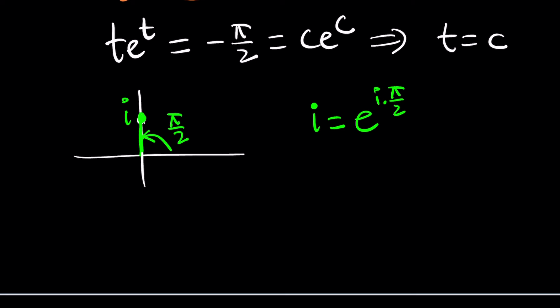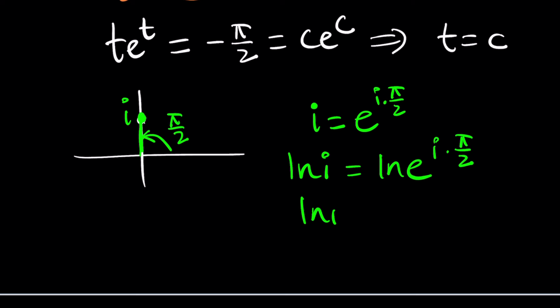Okay, how does that relate to pi over 2? So here's what we're going to do. We're going to think about the logarithm of this number. So what is the natural log of i? Well, let's log both sides. And ln i is i pi over 2.